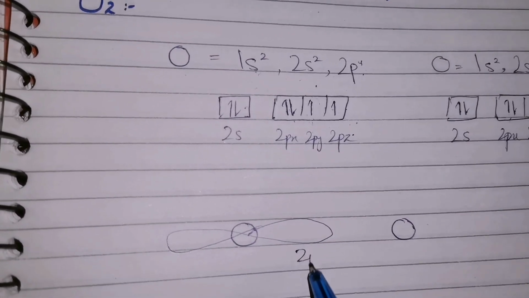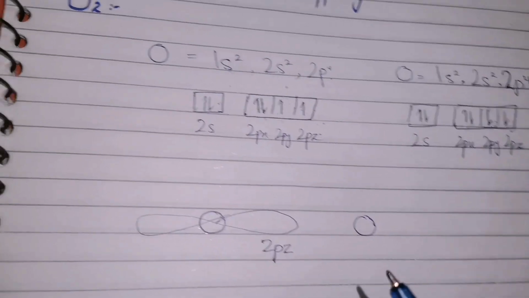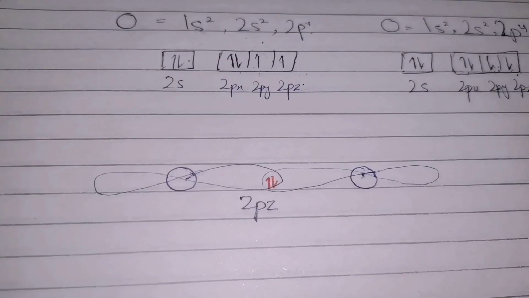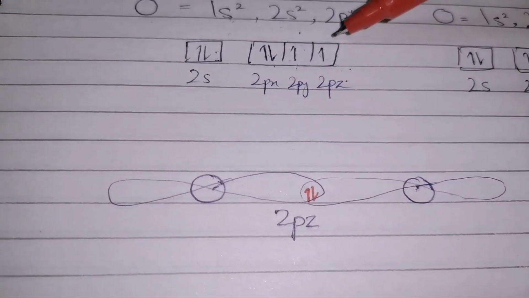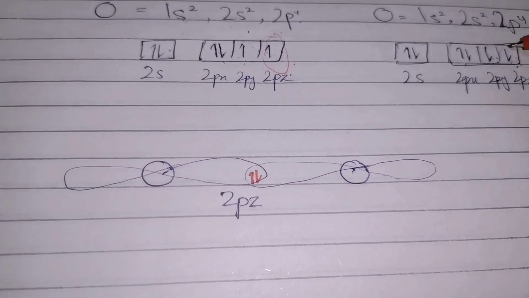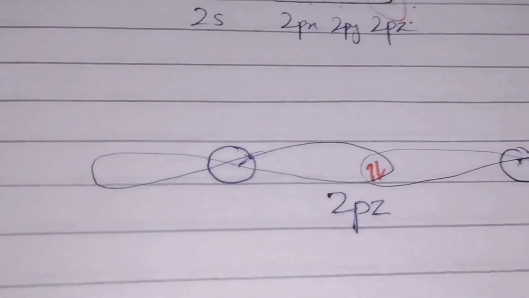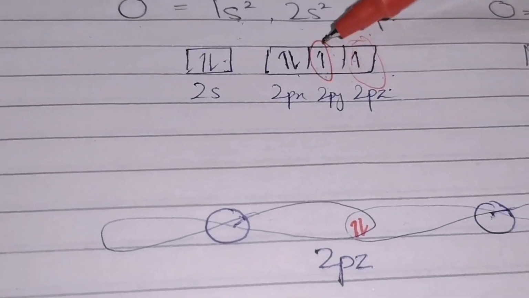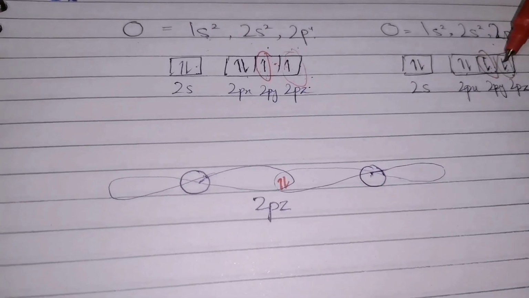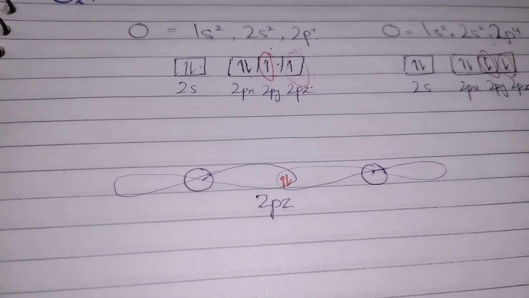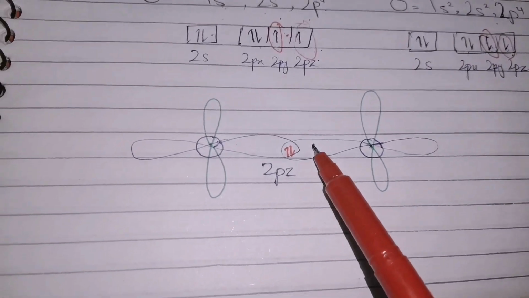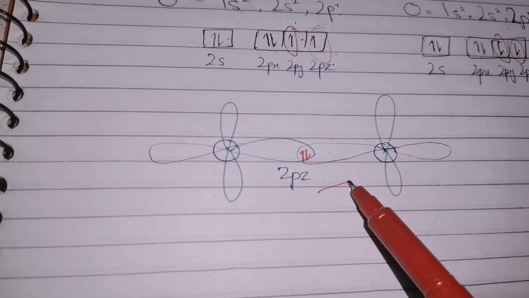This one will be 2pz. Now this one is 2pz. Similar we will draw over here. Now what we have done, that we have overlapped this electron with this electron. Now next what we will do, that now we will overlap with this electron. It means that we have overlapped these 2 electrons and now we will overlap the other 2 electrons. Now see, this overlap resulted in the formation of sigma bond.